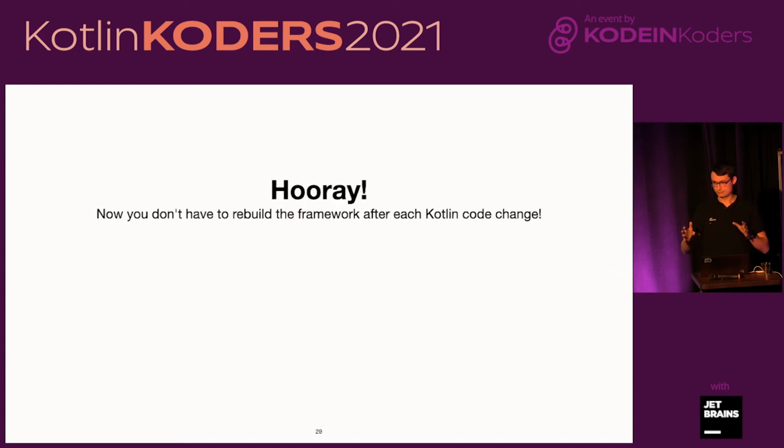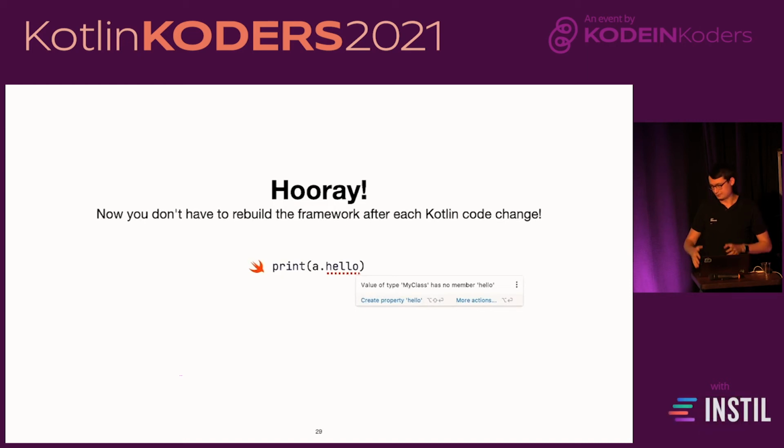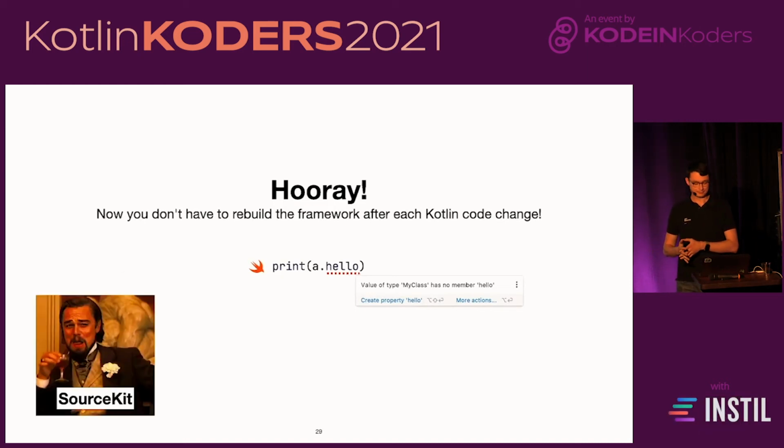All right, that's wonderful. Now we don't need to rebuild every time we change our Kotlin framework. Okay, then we type something and use some symbols from the Kotlin framework, and we see that in Swift, we get this red annotation saying that this class doesn't have this property. And the problem is that SourceKit gives this annotation to you, because, I will explain it later.